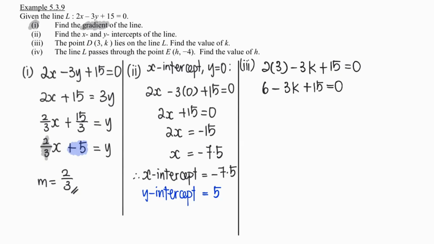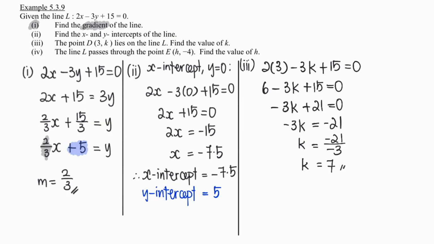So this one will be plus 21 equals to 0. Minus 21 on both sides, and divide by negative 3 on both sides. I found the value of my k.